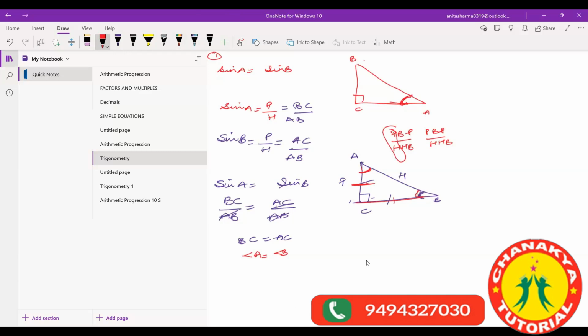Understood? Yes, ma'am. Can we do it by assuming angle A is equal to angle B? This thing we have to prove. How will you solve it then? Ma'am, we have to do sine A is equal to sine B, so I assume angle A is equal to angle B. Yes, ma'am. Am I audible? Yes, ma'am.